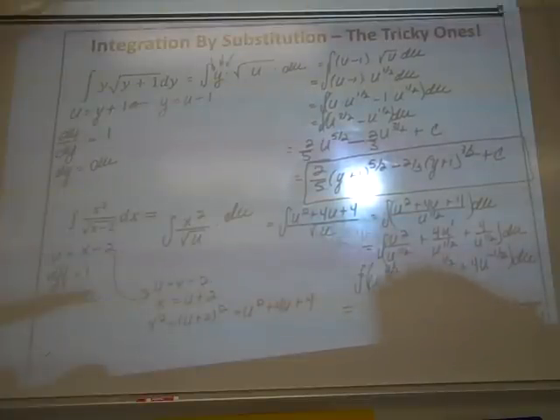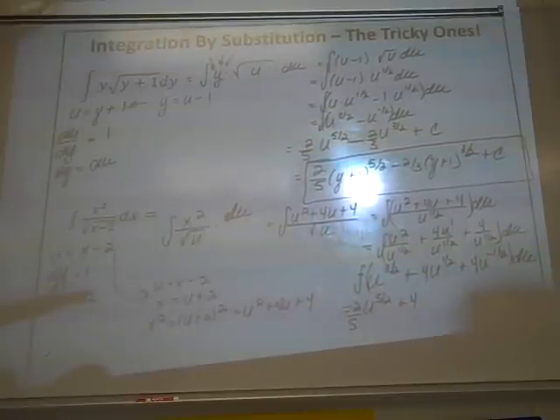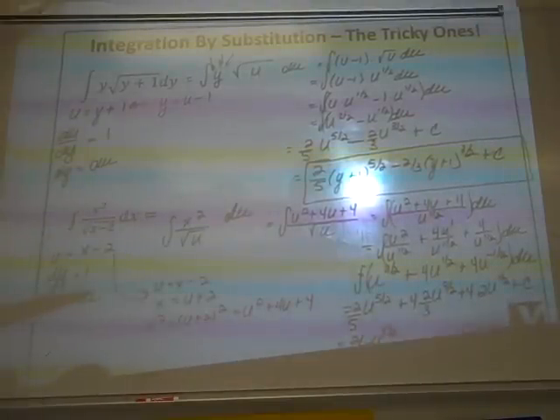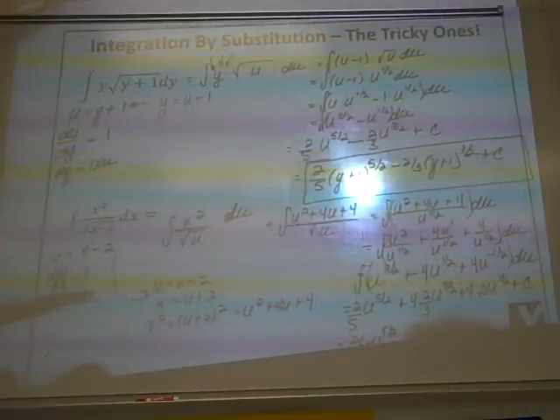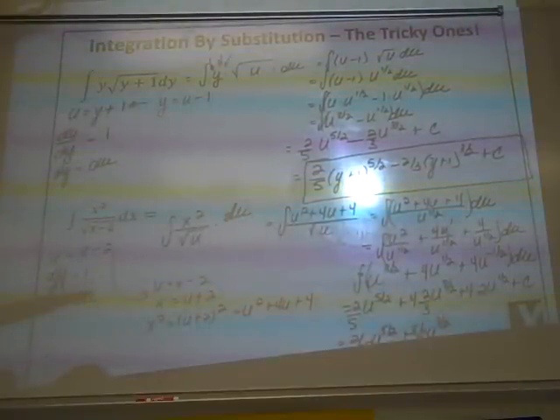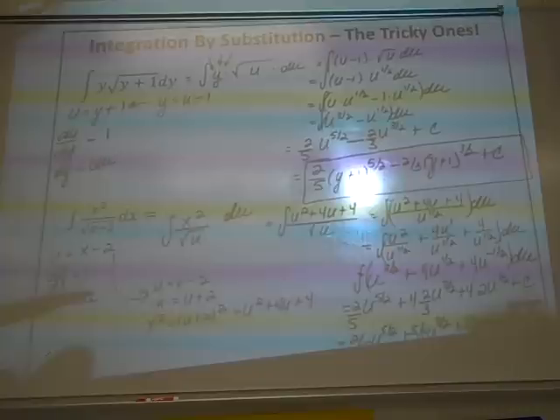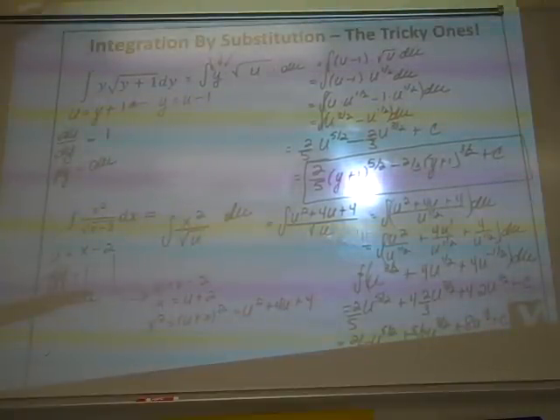We're going to go through u to the 3/2, add 1 to the power, that's u to the 5/2, times 2/5, plus 4 times u to the 1/2, add 1 to the power, divide by the new power, plus 4 times u to the negative 1/2, add 1 to the power, divide by the new power, plus c. We've got 2/5 u to the 5/2 power. 4 times 2/3 is 8/3 u to the 3/2 power. 4 times 2, 8 u to the 1/2 power plus c.